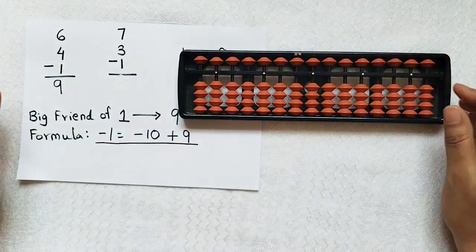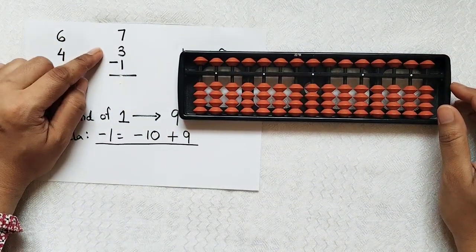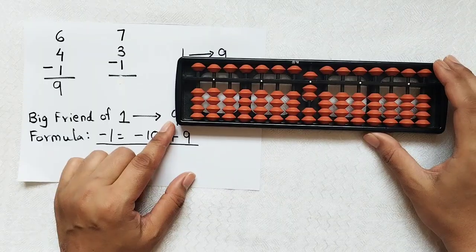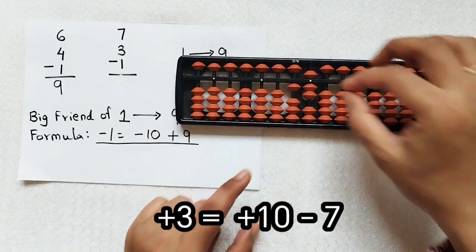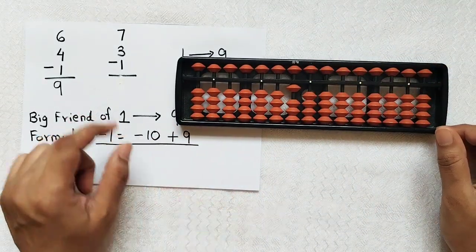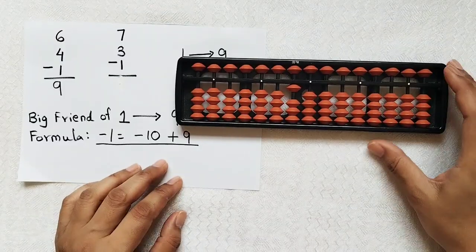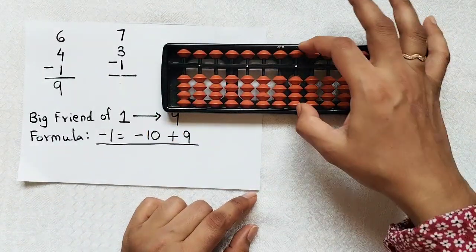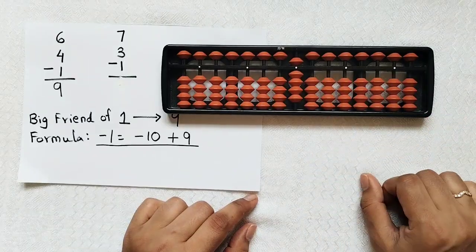Okay. The next one. 7 plus 3 less 1. 7 plus 3. Plus 3 is plus 10 less 7. And now less 1. Less 1 is less 10 plus 9. Less 10 and plus 9. My answer is 9.